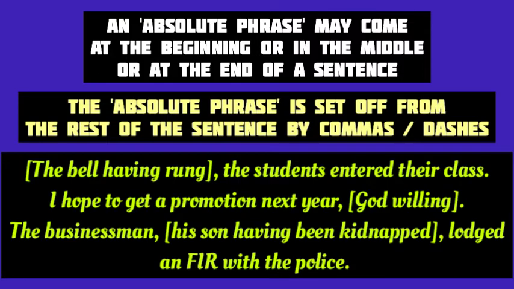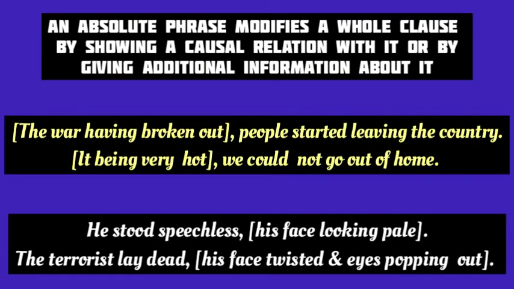Well, we now know that an absolute phrase modifies a whole clause in the sentence. But how? Well, the absolute phrase or the nominative absolute indicates a cause and effect relation with the clause it modifies. In other words, the absolute phrase shows the reason or cause and the clause or the rest of the sentence shows the effect or reaction. Now understand this from an example. The war having broken out, people started fleeing the country.